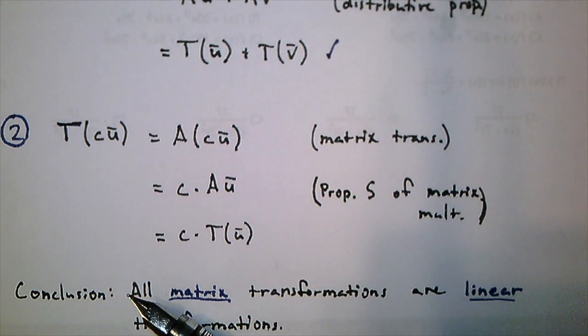So we can conclude from this example that all matrix transformations are actually linear transformations. That means that the rotations, dilations, and reflections that we saw in the previous section are all examples of linear transformations.